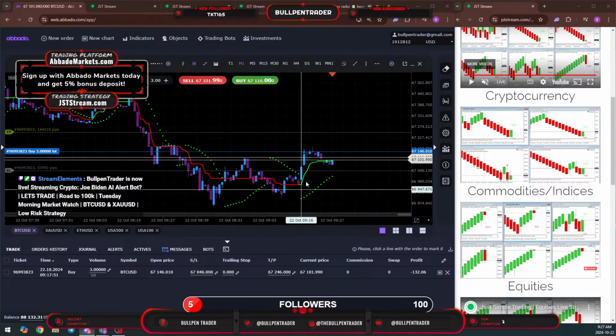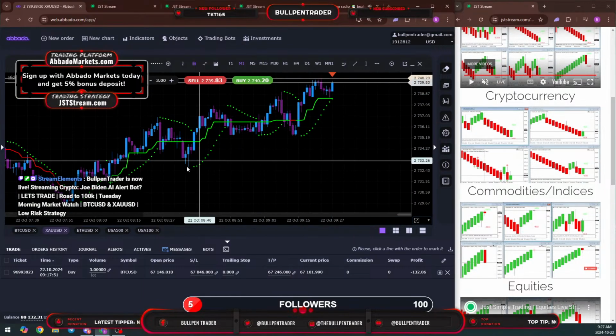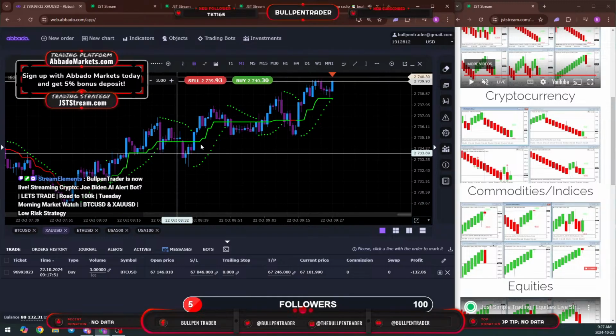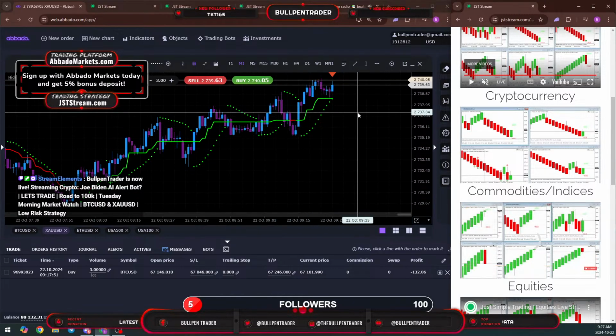The market is quite volatile around that time. Like that's what we're seeing on gold as well. Right before market open and during market open, it's been crazy bullish. We're going to see if we can get in on this uptrend as well.